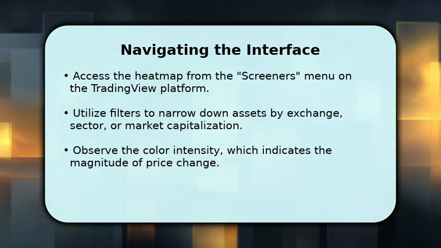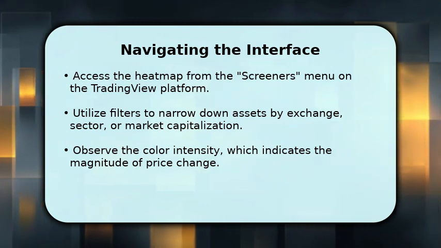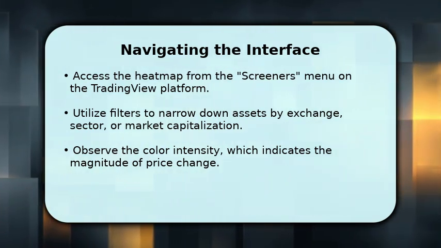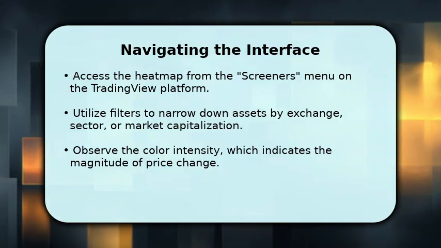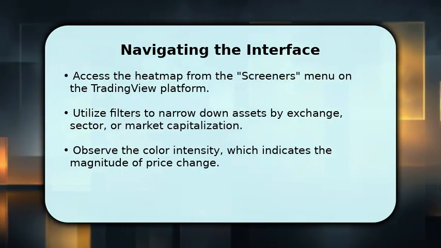To begin, locate the heat map under the Screeners section on TradingView. Once open, you'll notice various filtering options at the top. You can customize your view by selecting specific exchanges, industries, or even market capitalization ranges.